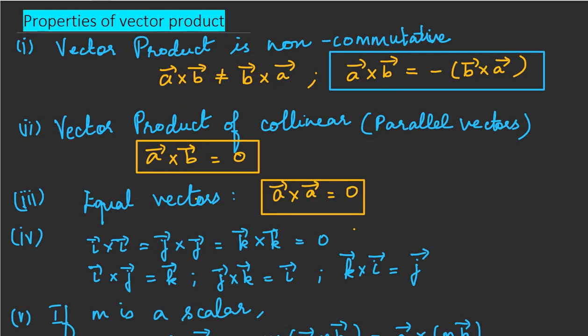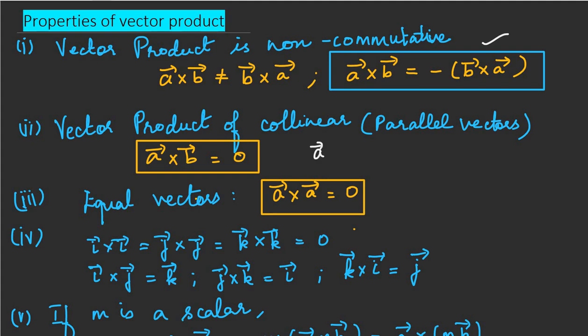Moving on to the properties, vector product is non-commutative. But for a scalar product, we saw that A vector dot B vector is equal to B vector dot A vector. Scalar product is commutative, but the vector product is non-commutative. A cross B is not equal to B cross A, but A cross B can be written as minus of B cross A.